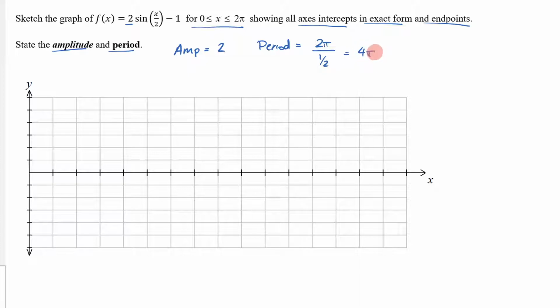Now, what makes this interesting is that the period is 4 pi, but my domain is 0 to 2 pi, which means I'm not going to be able to fit one complete period inside my domain. So I'm not going to get a full sine graph here. I'm going to get half of one, and we'll see what this looks like soon.